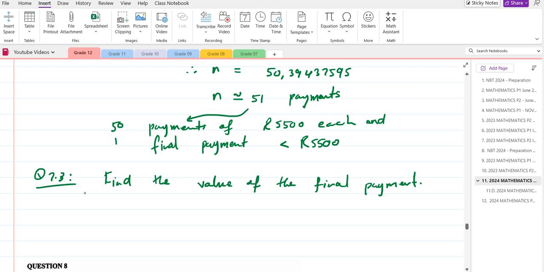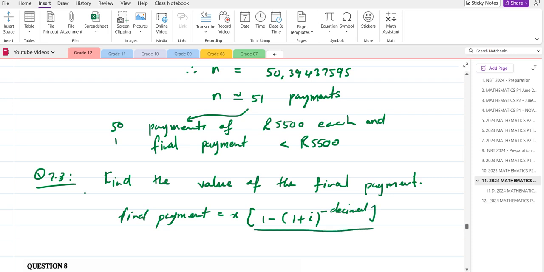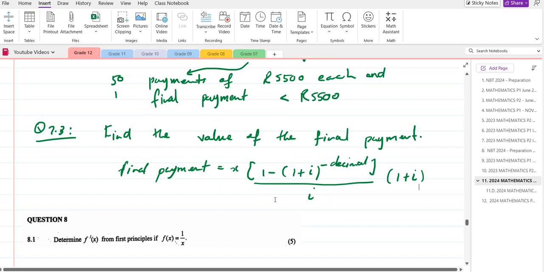Right, and I'm going to give you a hint. We use final payment is equal to x into 1 minus 1 plus i to the power negative decimal. What's the decimal? 0.39437595. Negative decimal over the interest rate and into one factor, 1 plus i. That's it. That's your final payment. Right, so I hope you guys are understanding. Right, you work on that and let me know what's the answer in the description box.